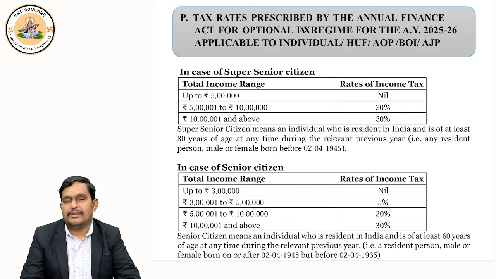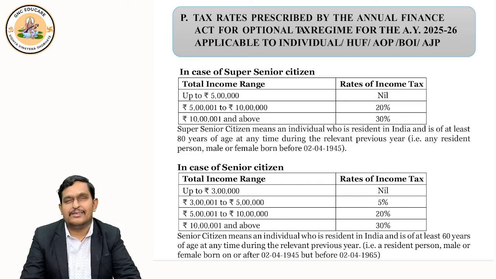Let's assume Mr. Jatashankar is there. His age is 85 years. He stays in India, he is resident. Now 85 years means he is a super senior citizen. Now his income is, let's assume, 6 lakhs rupees. Now you just see the rates and tell me how much tax should be there. Obviously 6 lakhs is the income, so it is between 5 lakhs to 10 lakhs, 20% rate. So 6 lakhs into 20% we should do, correct?